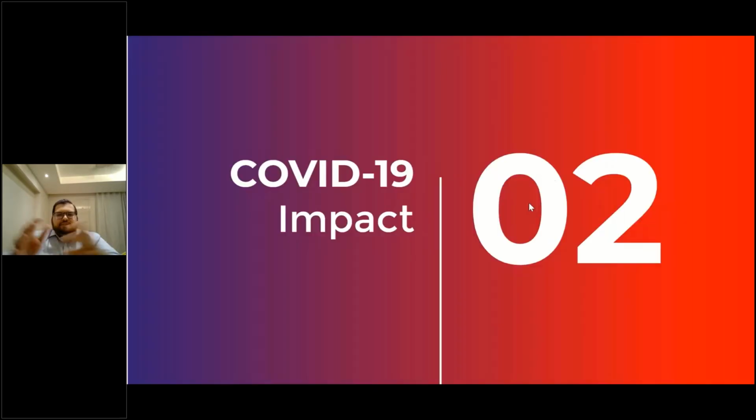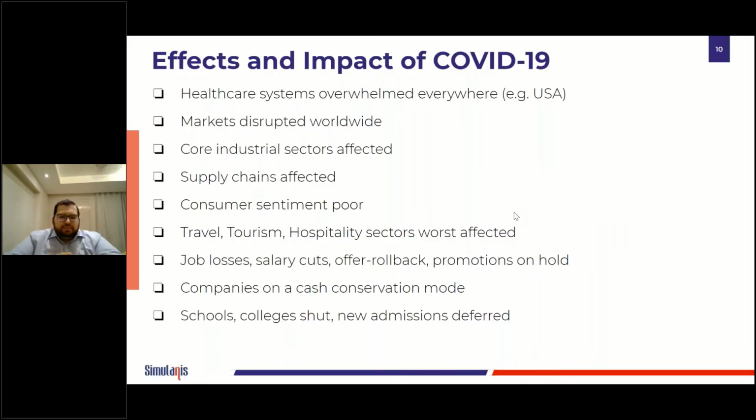In terms of the actual theme of this presentation, I'm just going to take you through what the impact of COVID-19 has been. Of course, it's something which has been prevalent for a while now, and we don't need any second guesses as to what it has done to the entire economy and the entire supply chain. Markets have been disrupted, supply chains have been affected. Consumer sentiment continues to be poor. The travel, tourism, and hospitality sectors are very badly impacted. There's a lot of impact on the job market as well. Salary cuts are happening, offer rollbacks are happening. A lot of promotions in companies are being put on hold as well. Companies in general are in cash conservation mode.